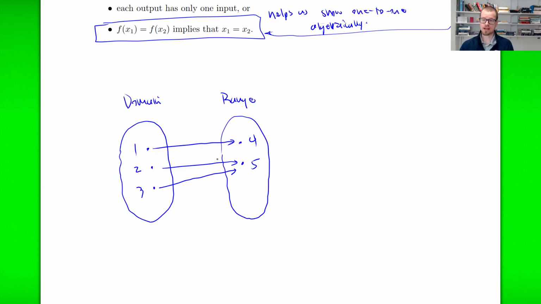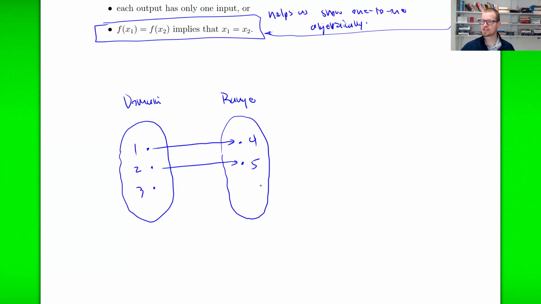In order for a function to be one-to-one, we need to have each element of the range is associated to exactly one element of the domain. And the reason that we want that is because effectively what we're doing is we are turning these arrows around. When we turn these arrows around, when we find that inverse, 4 goes to 1, 5 is going to 2, and 5 is going to 3. Well, that's not a function.